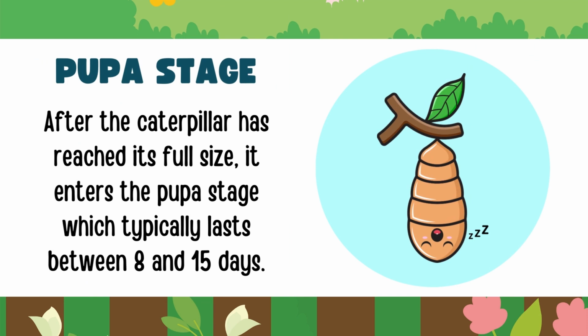Pupa stage. After the caterpillar has reached its full size, it enters the pupa stage, which typically lasts between 8 and 15 days.